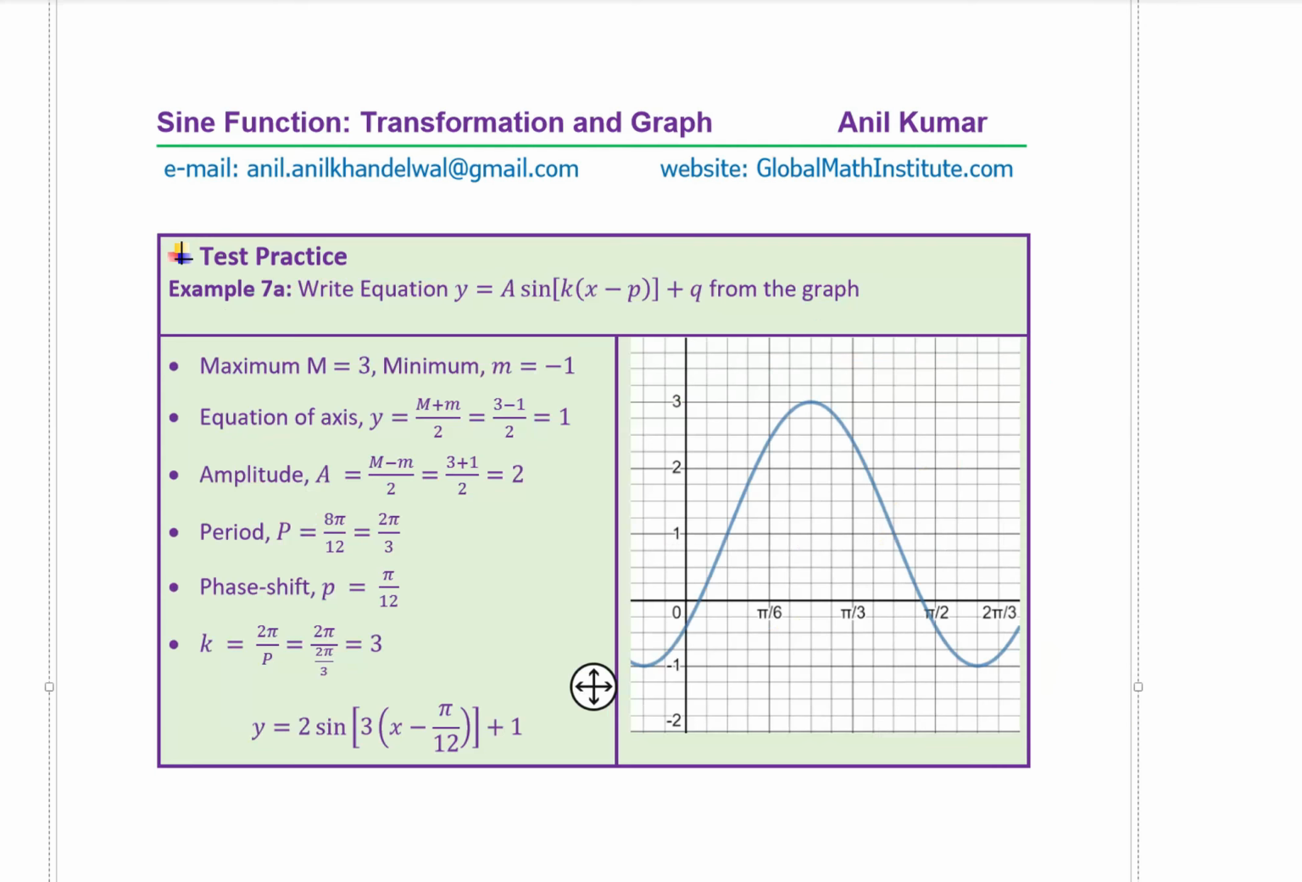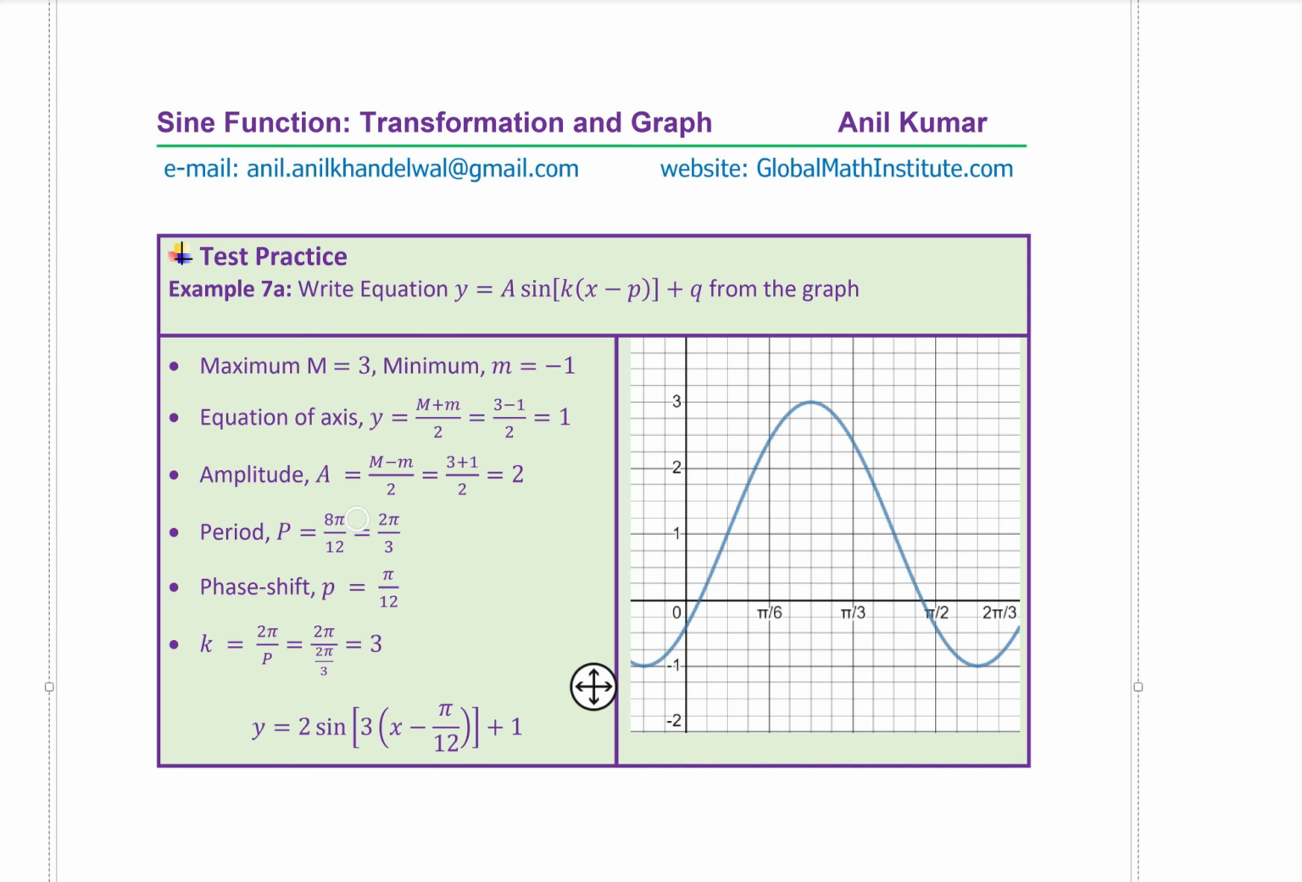Now here is the solution for both these functions which we have discussed at length. As I was saying, you have to read the value of maximum, which in this case is 3, and minimum, which is minus 1. We are writing capital M and lowercase m for maximum and minimum. For the axis, add them up and divide by 2, so we get the value of 1, and this is the value for Q. For amplitude, take the difference of these two divided by 2. Amplitude is always positive, and that gives you the value 2.